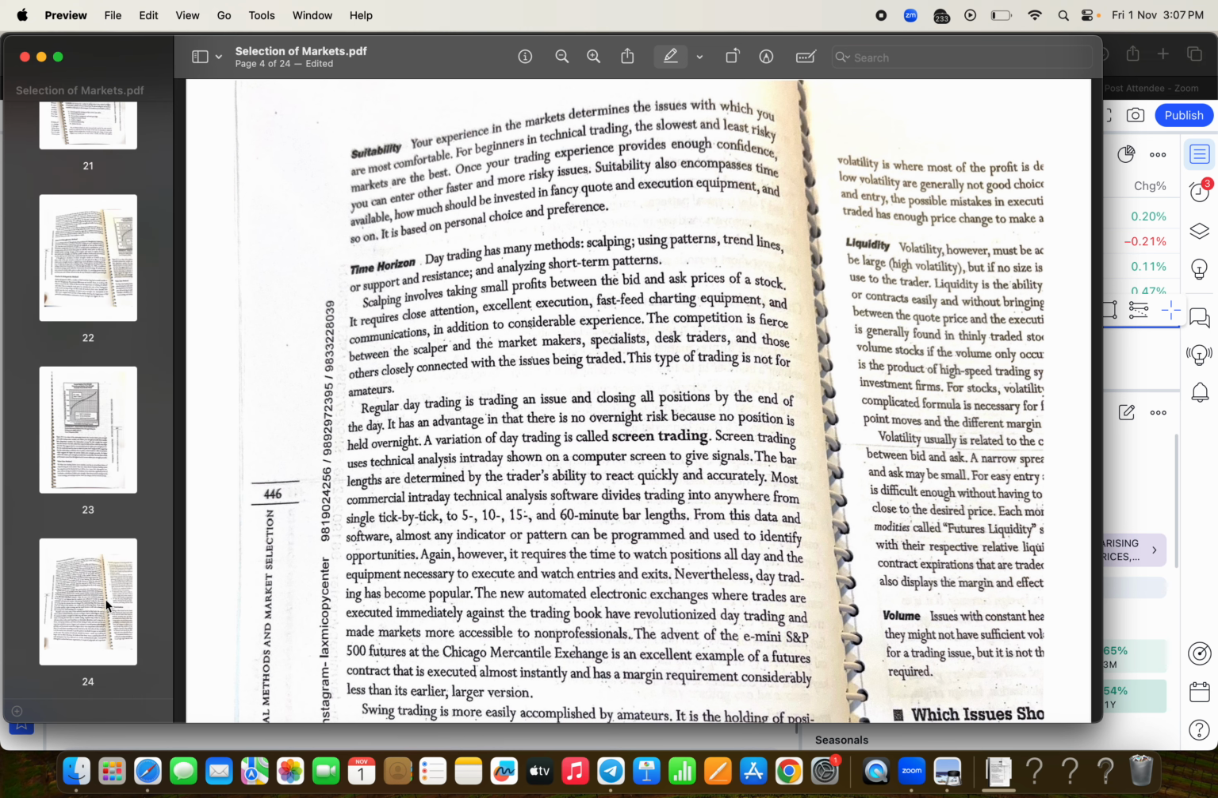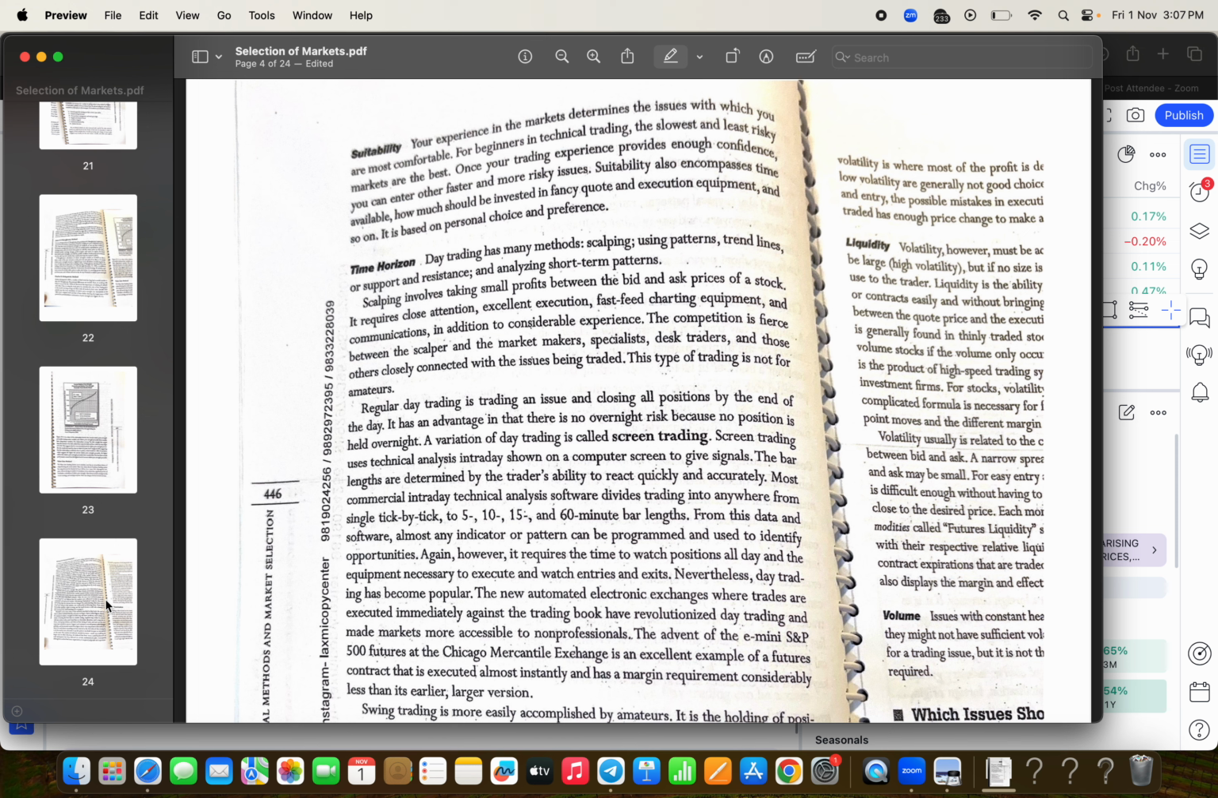Now let's come to suitability. Your experience in the markets determines the issues with which you are most comfortable. For beginners in technical trading, the slowest and the least risky markets are the best. So, what is suiting you? You need to check that out. Once your trading experience provides you enough confidence, you can enter other faster and more risky issues. So, start with something simpler, for example, starting with equity instead of directly starting with forex or futures and options. These are the kind of things which you need to be doing.